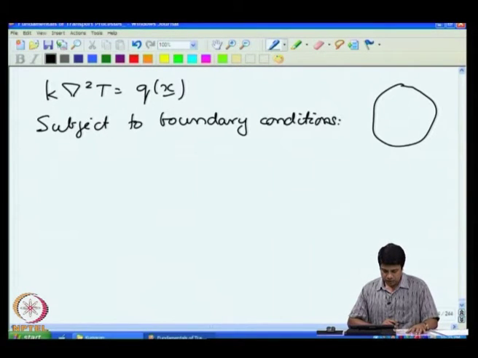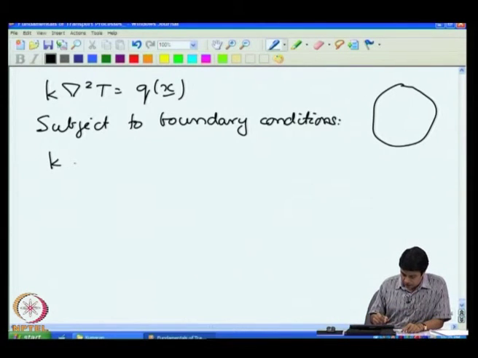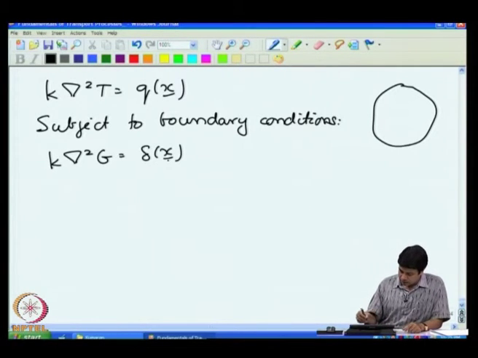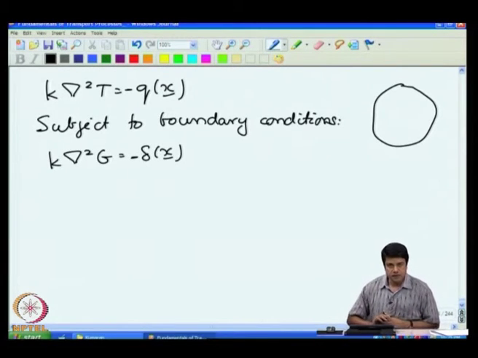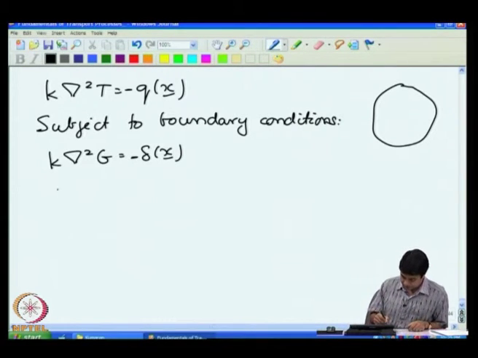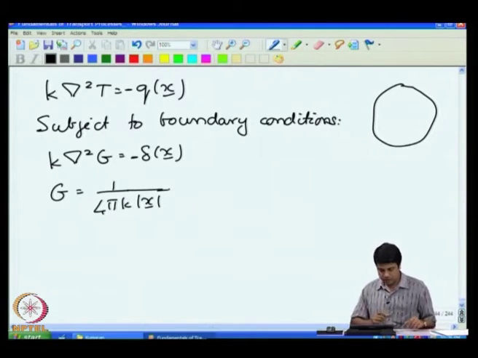I define an alternate problem, that is k del square G is equal to delta of x. I should have a negative sign here because both of them have negative signs. k del square G is equal to minus delta of x, a delta function, a point source, at some location x. I know the solution for the second problem. G is equal to 1 by 4 pi k times the distance between the two locations.